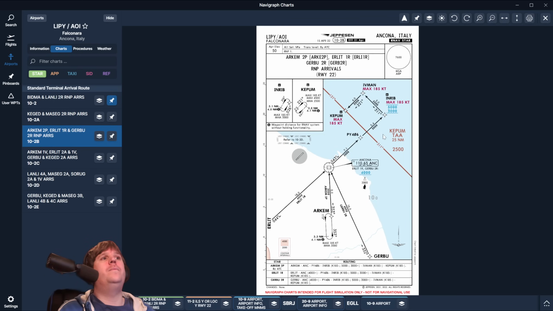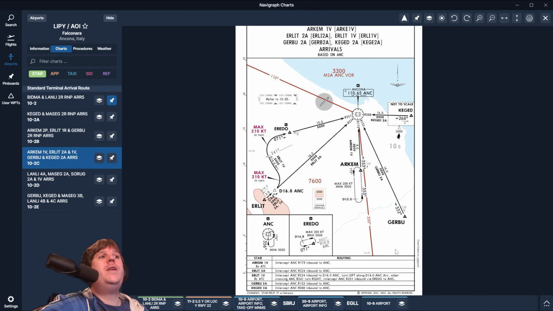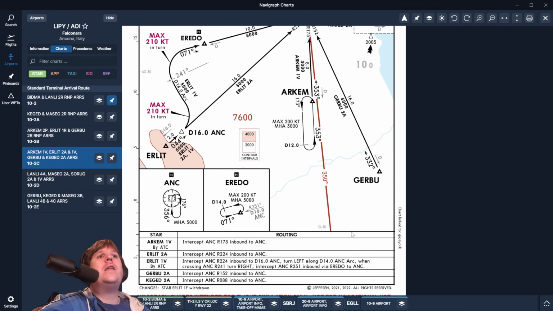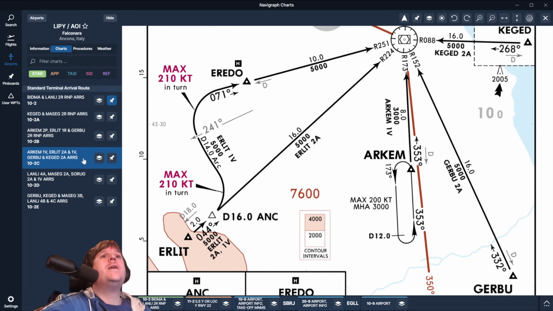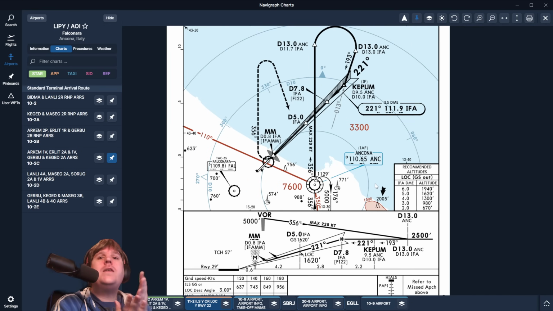What about this one? It says Kepham as well. This is a perfect example. So this arrival here, the fourth one down, which basically covers anything coming from the southern end of Italy, this arrival takes us to the Ancona VOR. And so this right here, if I just star that one and we'll get rid of the existing one, come to ILS Yankee, this here is the perfect match. We don't need to edit anything.